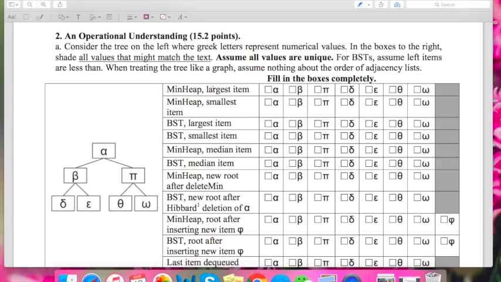So the first question is asking which of these could be the largest item in a min heap. So we know that in a min heap, the root is always the smallest item, and nodes must be smaller than their children. So this alpha value has to be smaller than the beta and pi value. Knowing that all the largest items have to be at the bottom level, it really could be any one of these, we don't know, but basically they just have to be larger than their parent. So we know it has to be one of these four. So I'm just going to mark these four here.